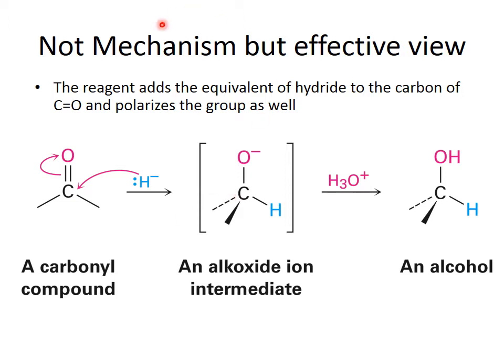Here's a picture of that. Remember, this is not the mechanism. The mechanism is a little bit more complicated, but this is an effective view of how a hydride will reduce a carbonyl. The hydride, from sodium borohydride or lithium aluminum hydride, will basically add a hydride to the carbon in the carbonyl, and when it's through with that reaction, it's kicking the pi electrons up onto the oxygen. You have this alkoxide intermediate that stays there until you wash with acid, which then protonates the oxygen.